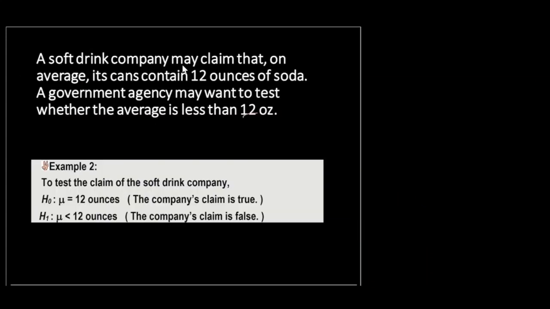Now let's look at this example. A soft drink company may claim that, so this is the claim, alright? So we always start by highlighting the important information. On average, now this is another important information. We're testing the average. Its cans contain 12 ounces of soda. So 12 ounces of soda. A government agency may want to test whether the average is less than 12 ounces.